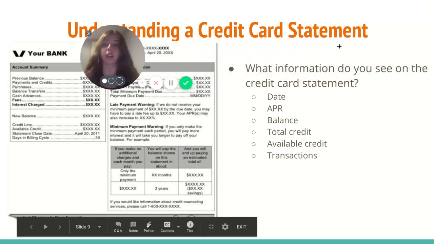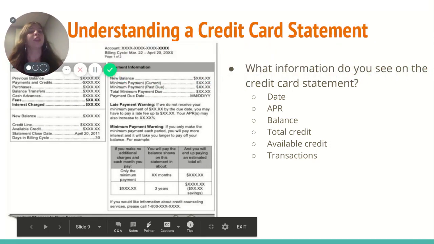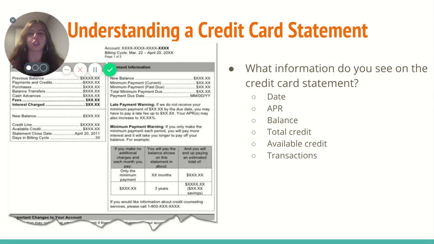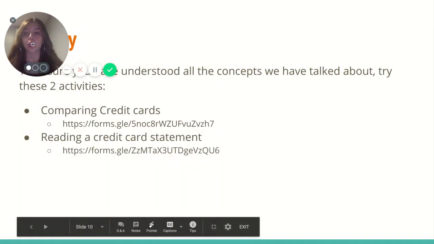So, understanding a credit card statement. I'm just going to move myself again. What information do you see on the credit card statement? You see a date, an APR, a balance, your total credit, available credit, as well as transactions.